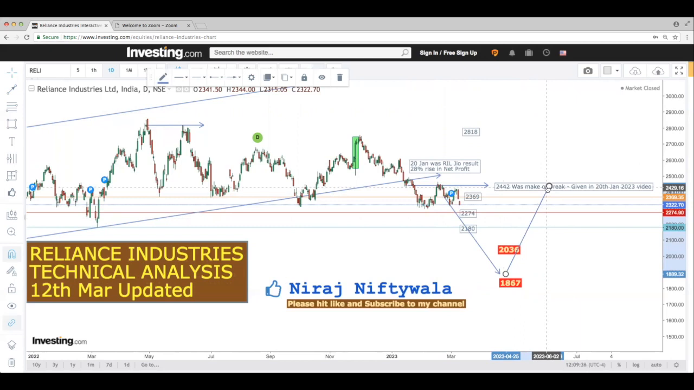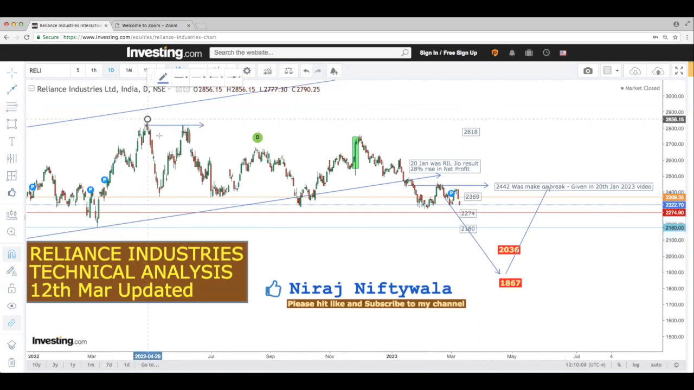According to me, 2442 is still a very, very important level for Reliance Industries. Till it crosses that level, I see a very dim chance of it making any new fresh high, let alone 2818, which was near its last all time high. The last all time high was 2856.15, which we saw on 29th of April 2022, and it's been almost an 11-month time span, and Reliance has not come to that level.